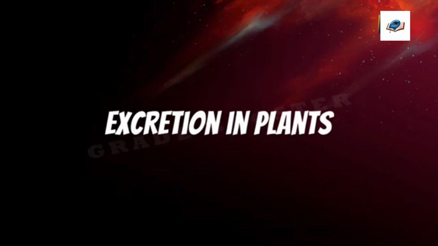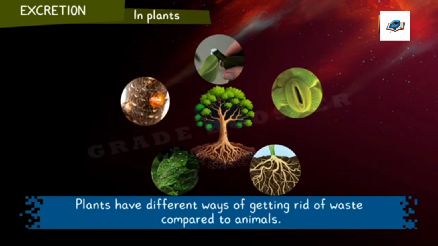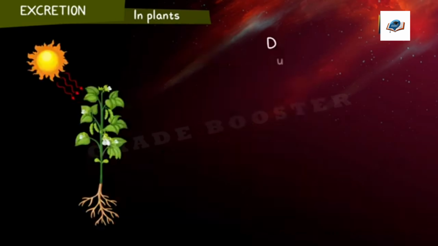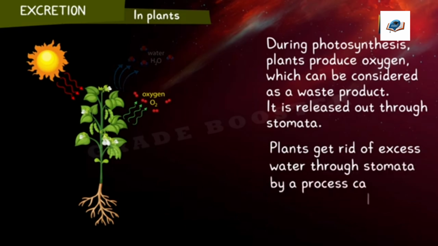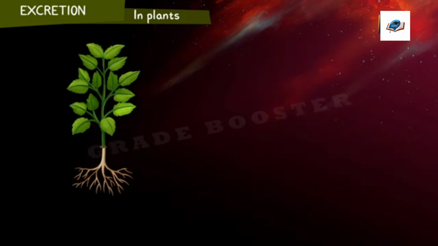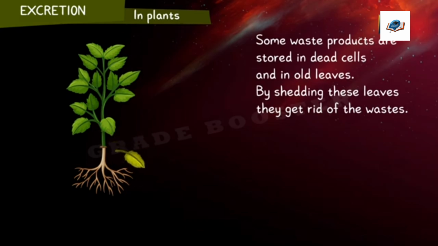Excretion in plants. Plants have different ways of getting rid of waste compared to animals. During photosynthesis, plants produce oxygen, which can be considered as a waste product. It is released out through stomata. Plants get rid of excess water through stomata by a process called transpiration. Some waste products are stored in dead cells and in old leaves. By shedding these leaves, they get rid of the wastes.